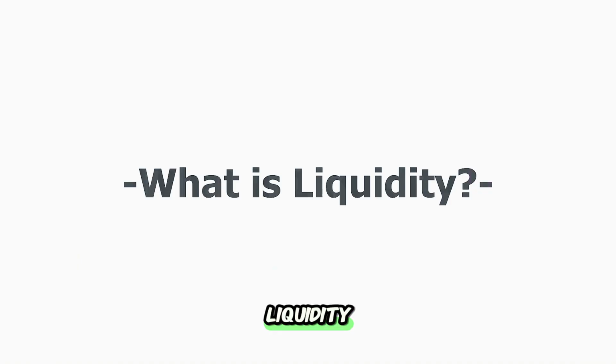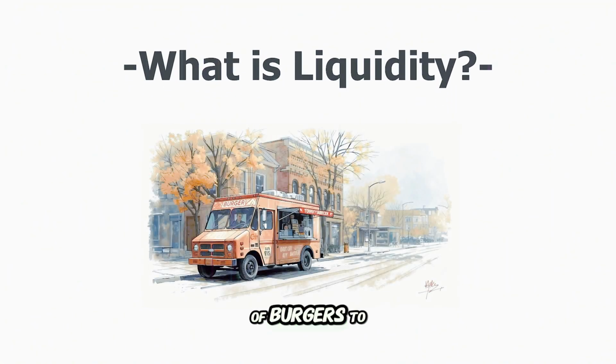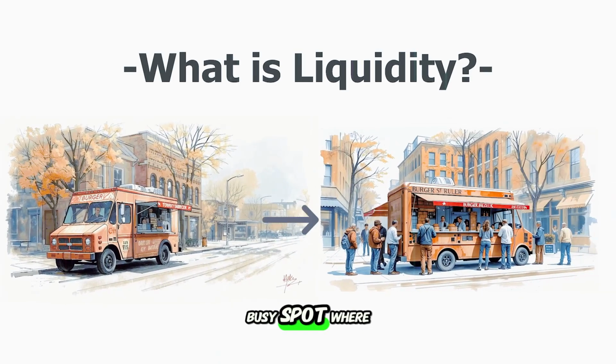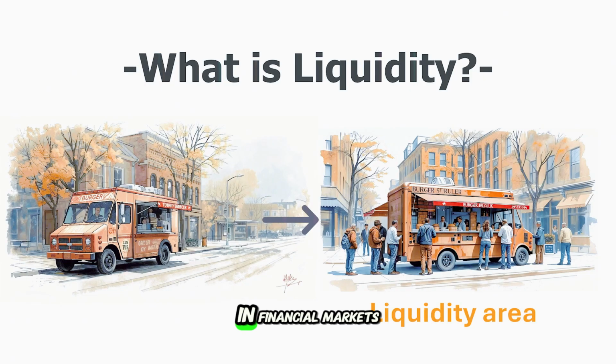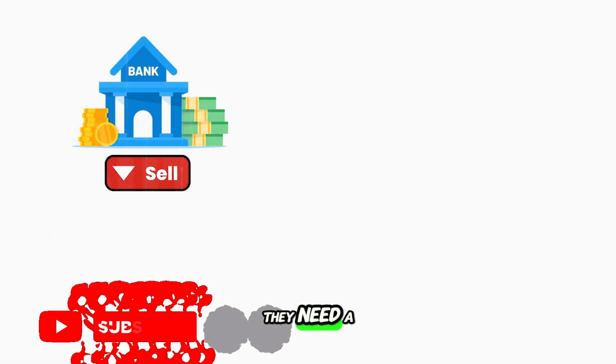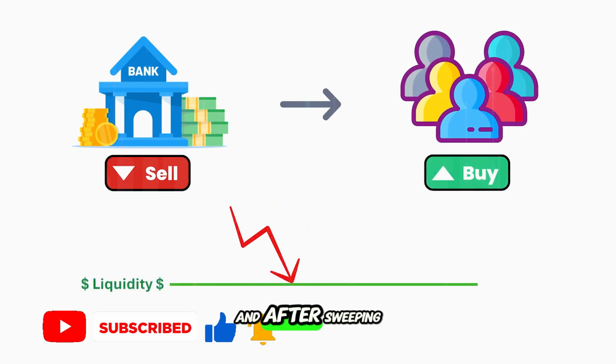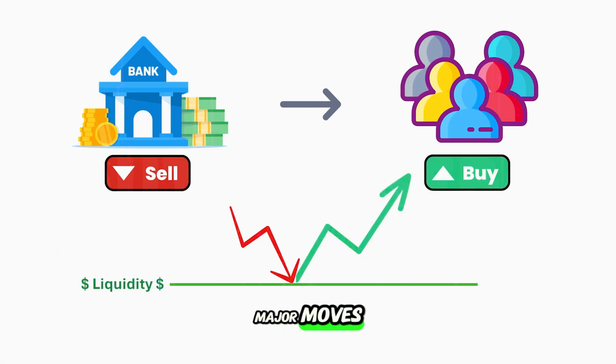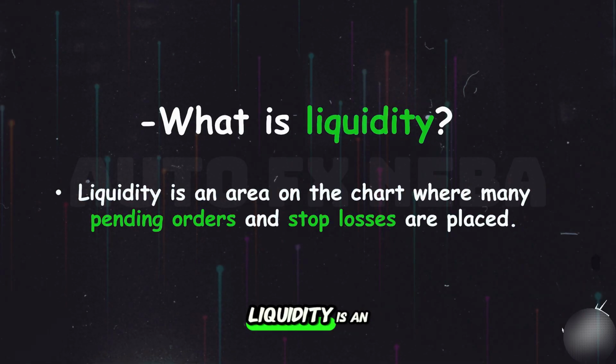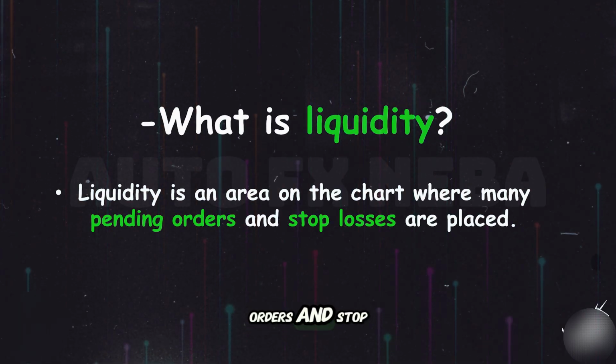So what is liquidity? Imagine you have a food truck with a lot of burgers to sell, but you're parked in the middle of nowhere. You wouldn't be able to sell many burgers in that location. To sell them, you'd need to move to a busy spot where hungry buyers are waiting. That busy spot is your liquidity area. In financial markets, it's the same idea. If smart money wants to sell an asset, they need a large number of buyers in the market. So the price is first drawn to liquidity areas, and after sweeping those areas, it makes the major moves. That's how liquidity works. In technical analysis, liquidity is an area on the chart where many pending orders and stop losses are placed.